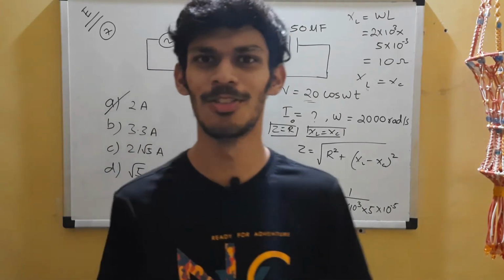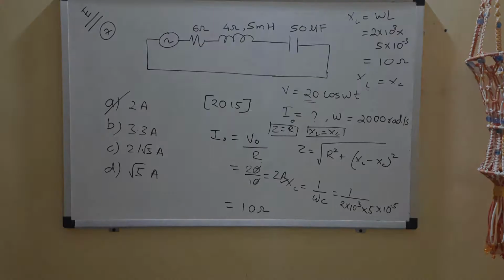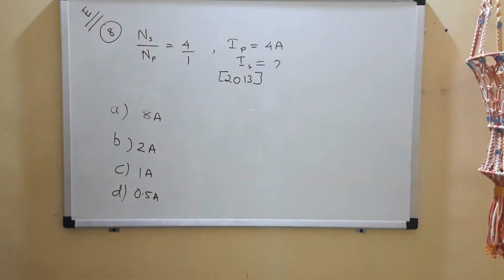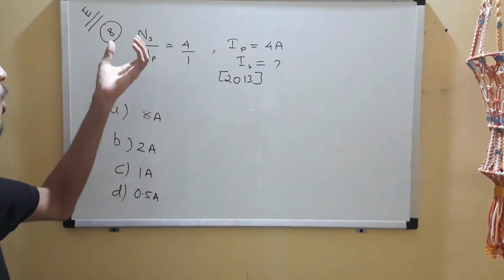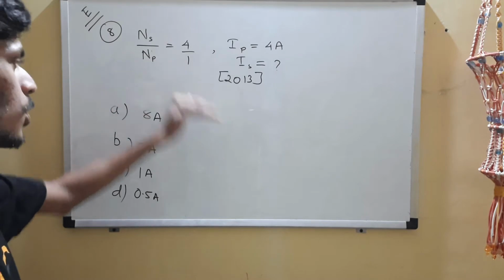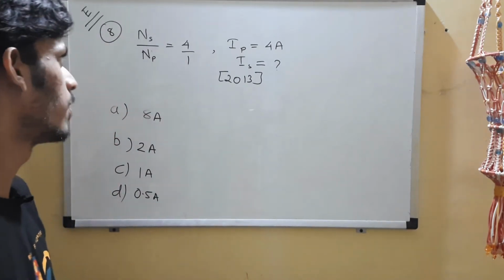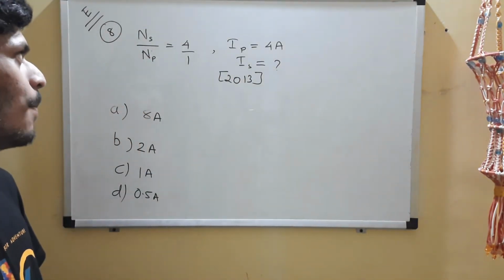Okay, so over to the next question. Question 8 over here, a transformer based question. In this question, you are given that the ratio of number of turns in the secondary coil to number of turns in the primary coil is 4:1 in a transformer, and you are supposed to find the secondary current if the current in the primary coil is 4 amperes.